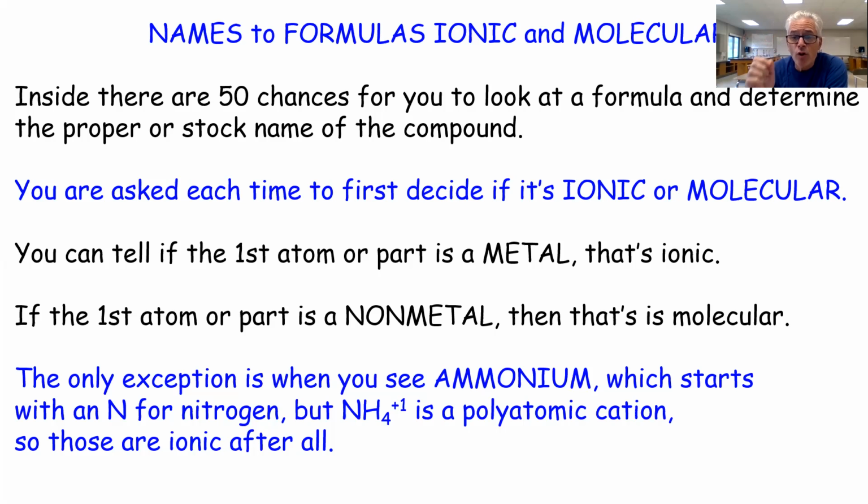Now, you also have to decide, is it ionic or molecular? Quickly, the rule is if your first name is a metal or the first part of your formula is a metal, you are ionic. If your first name is a non-metal, there are 22 nonmetals. 6 of them are noble gases, they're out. So if there's 16 atoms as your first name, you're molecular. The only exception is ammonium. Ammonium is NH4 positive 1. It's a cation, but it starts with an N. That's the only exception you got to worry about.